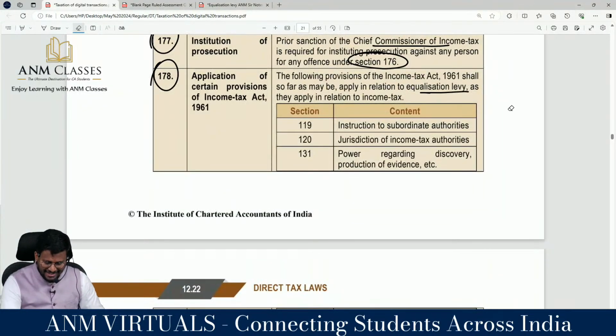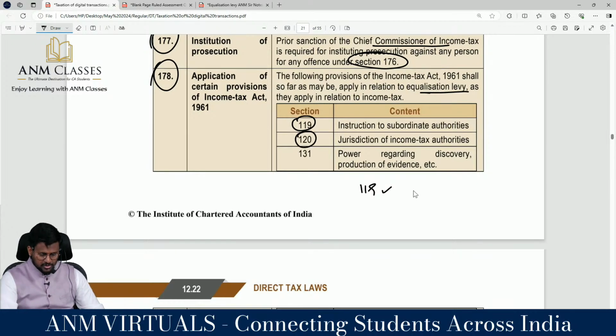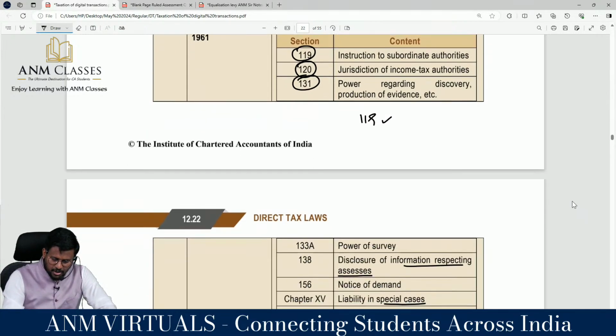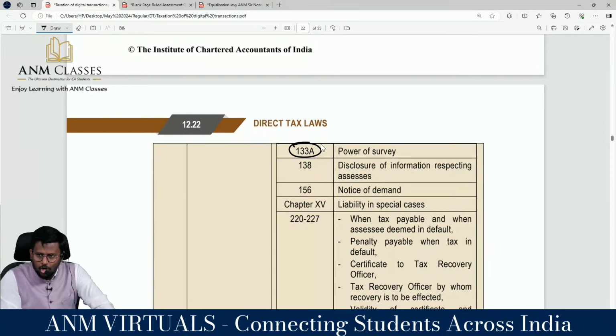Section 119, instructions, we already completed in income tax authorities. 120, jurisdiction of income tax authorities. Whatever income tax authorities we have explained for the normal Act, the same authorities are mutatis mutandis applicable for e-commerce also. 131, powers regarding discovery, production of evidence, etc. 133A, power of survey. That means in order to check whether you have properly complied with the equalization levy or not, we will come and do the survey.